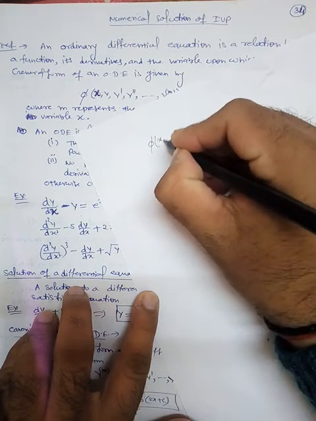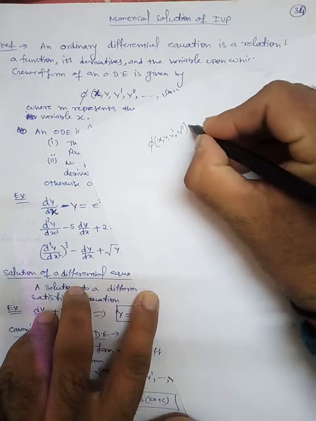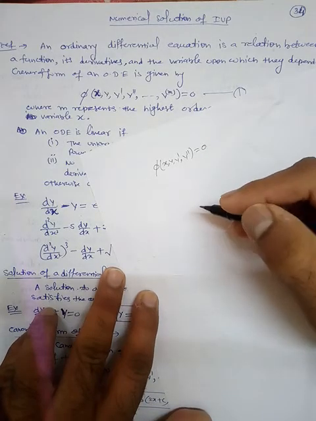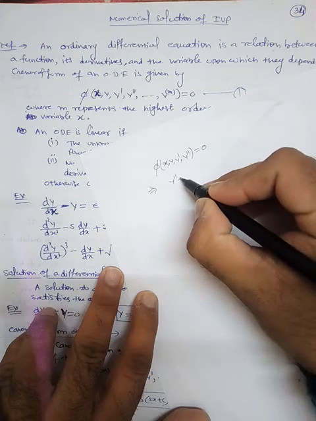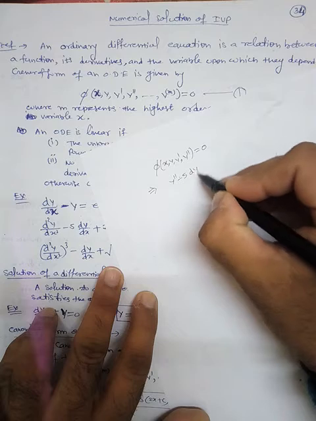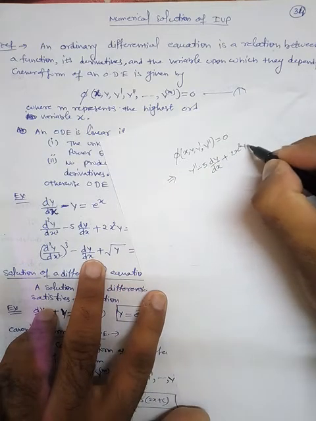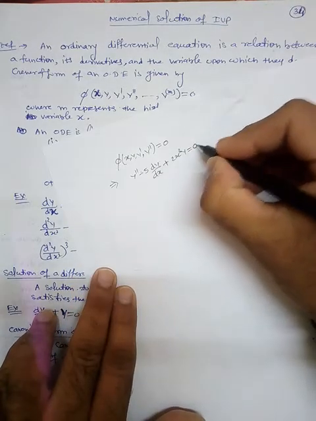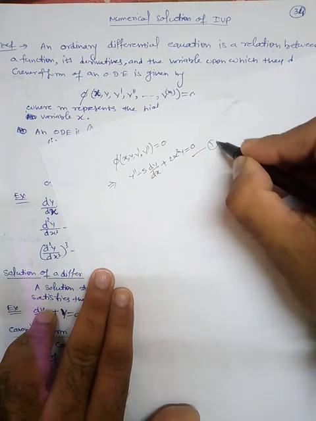phi of x, y, y dash, y double dash equals say 0. This is a differential equation. Just take an example, say y double dash minus 5 dy by dx plus 2x square y is equal to say 0. We have this equation, for example, or any other function here or any other constant here. So suppose 0. Okay, so this is the differential equation.